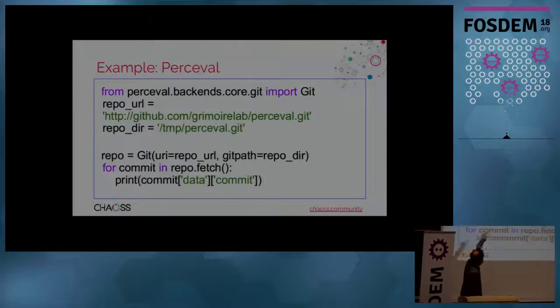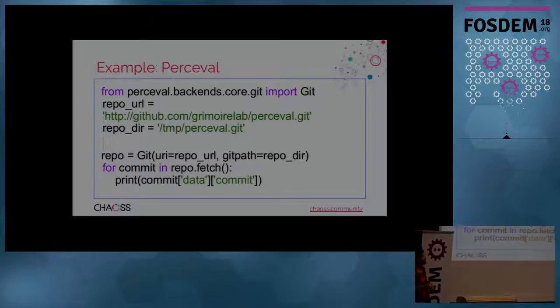On the top, you have the import of the package. Then you have the two pieces of data that we are going to use. In this case, it is a Git repository. This is where we are going to clone the Git repository. And here you have the creation of the object for doing the work, and then just iterate on fetch, which is the Python generator that we are producing.